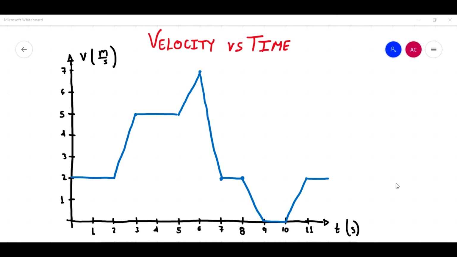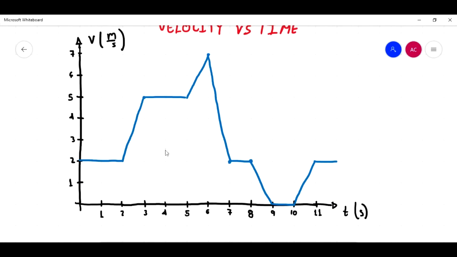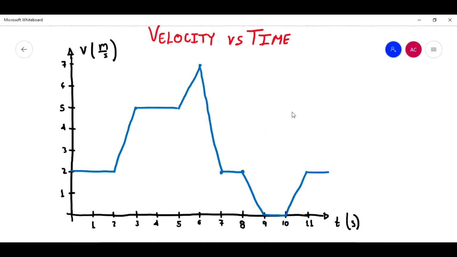In this case we have the velocity versus time graph. If you remember, in the previous video we worked with position versus time. Now we have this graph and we are going to see kind of the same concepts, but of course some things are going to be different.